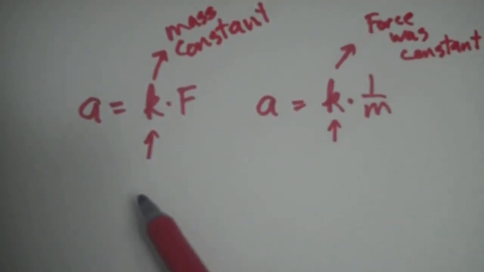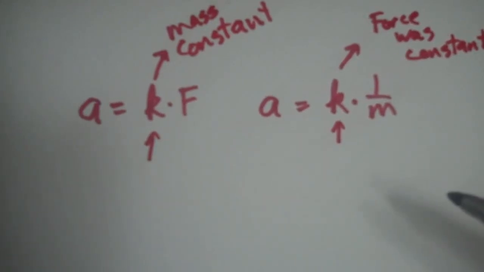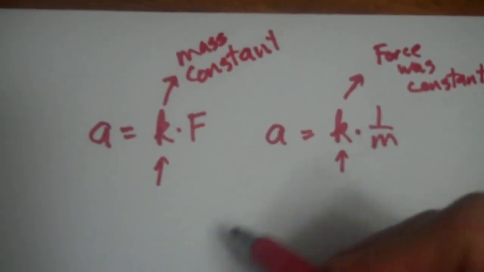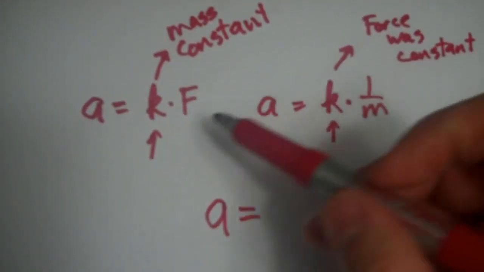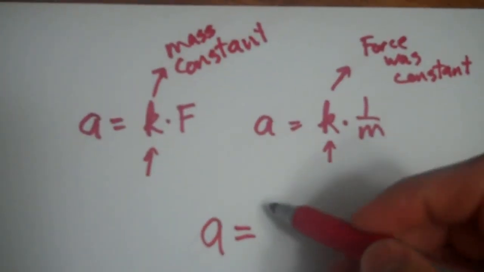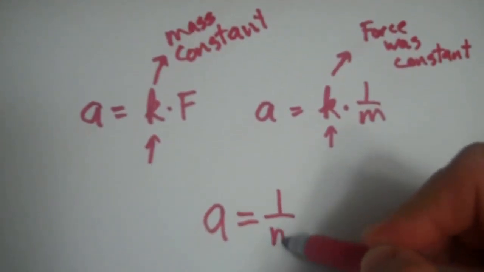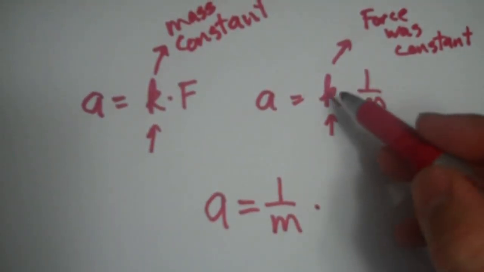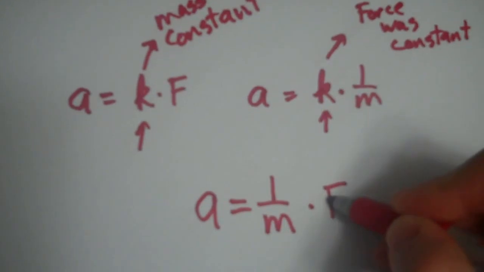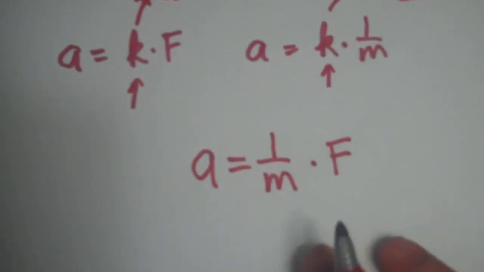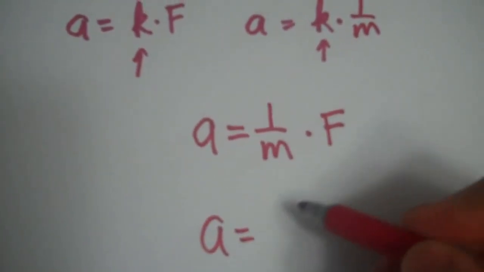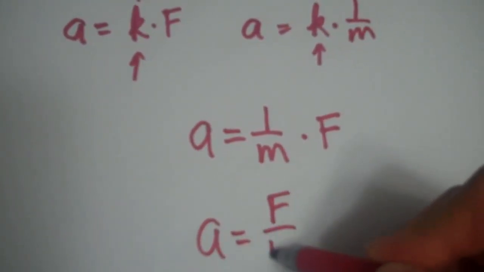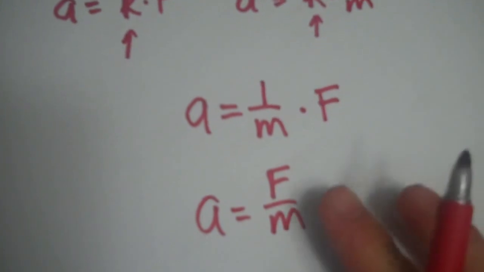So realistically, these two formulas from our two labs are actually the same formula. And if we smush them together, we have acceleration equals, this constant is actually 1 over the mass, times this constant, which is the force. And so we get that, and usually you see this formula put together like this: acceleration equals force over mass, like that.